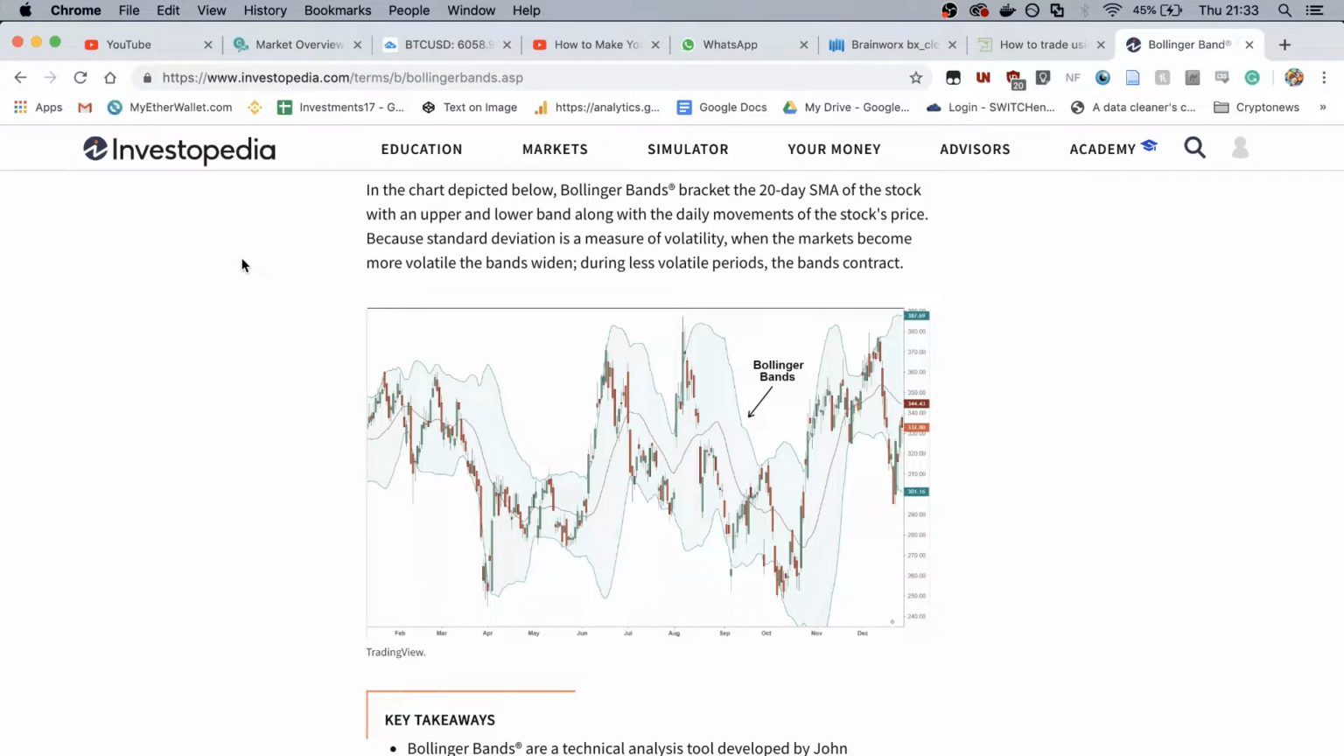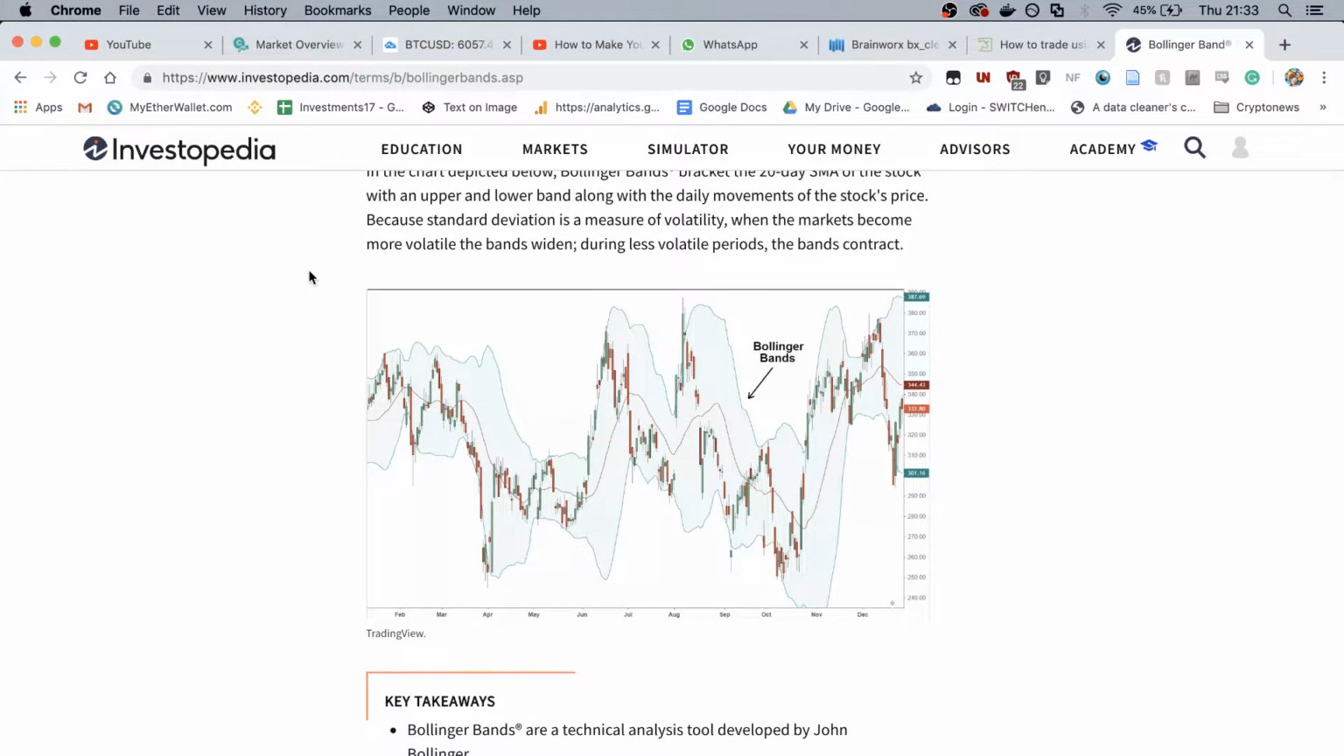On the chart depicted below, Bollinger Bands bracket the 20-day simple moving average of the stock with an upper and lower band along with the daily movements of the stock price. Because standard deviation is a measure of volatility, when the markets become more volatile, the bands widen. During less volatile periods, the bands contract.